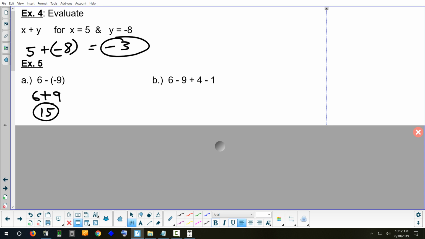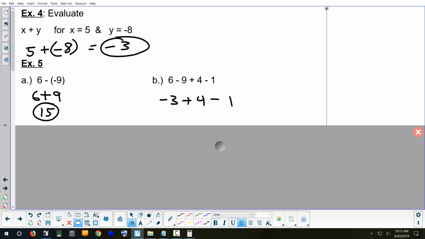So 6 minus 9. Think about you're taking away more than you have. You have 6. Yeah, it's going to be a -3. You've got 6. You're taking away 9 from 6. You're taking away more than you even have, so that makes it a -3. Now, what about the +4? Did we do anything with it? Nope, let's just copy it down. How about the -1? Nope.